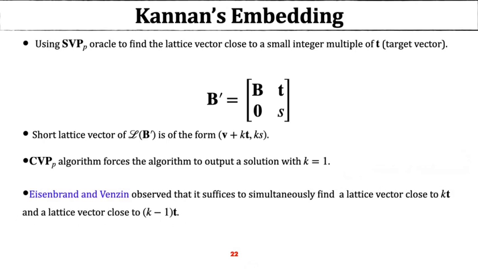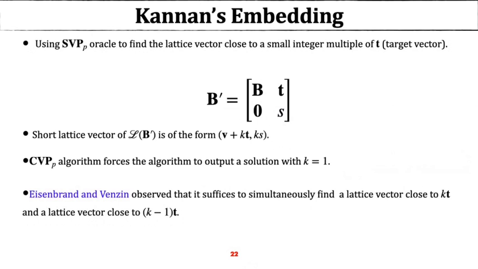And recently Eisenbrand and Vygen observed that it suffices to simultaneously find two lattice vectors. One is close to k times t and one is close to k minus 1 times t. So if we have two such lattice vectors, and if we subtract them, then their subtraction is closer to the target vector t.